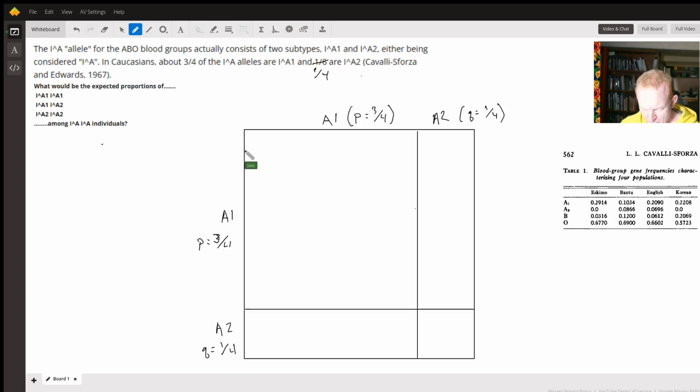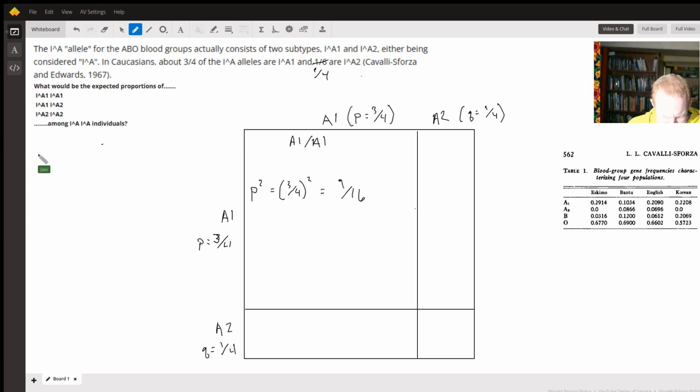Now, this whole box represents the population. This square right here is going to be our A1, A1. These are the individuals, everybody in the population, who got an A1 from dad and an A1 from mom. Now, in a Punnett square, it would just be 0.5 times 0.5, but that's not what it is here. We have P squared equals 3/4, the length of this line, times 3/4. Squared equals 9/16.